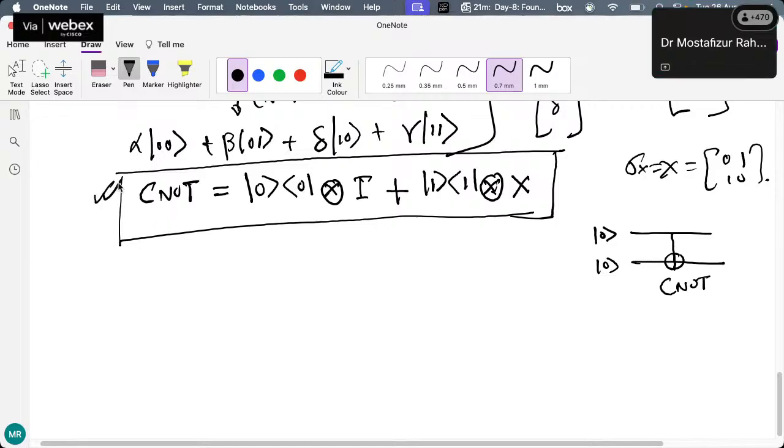So similarly, here I have applied the NOT operation on the second qubit if the first qubit is 1. Similarly, there is an operator called a controlled-U operator.